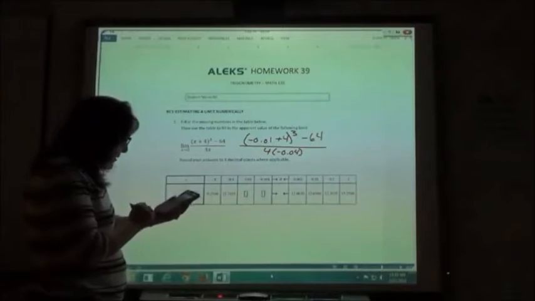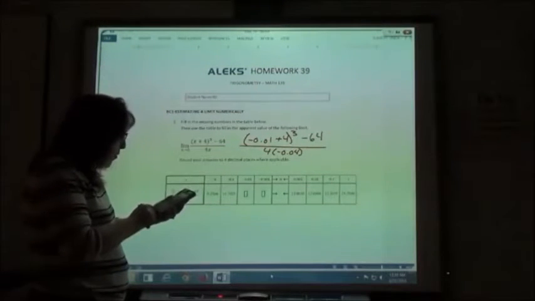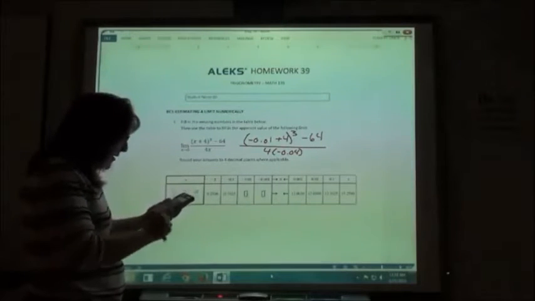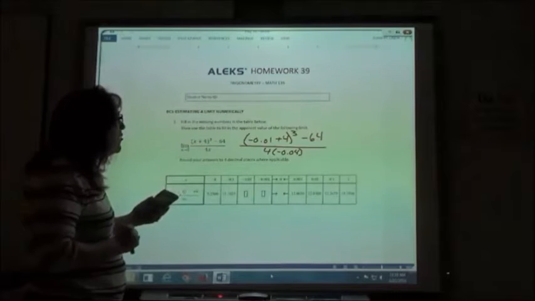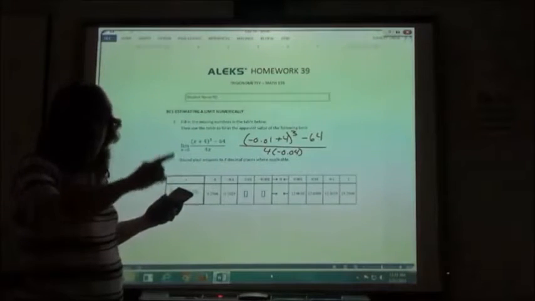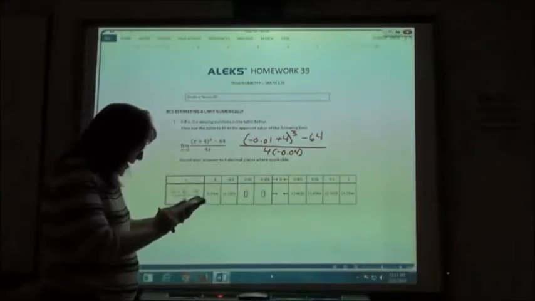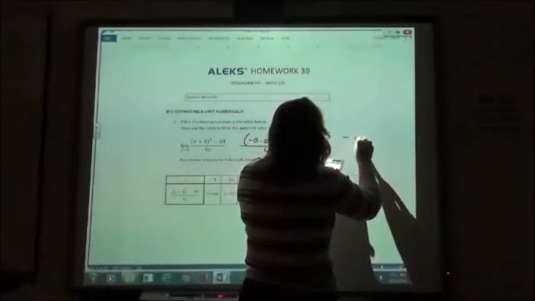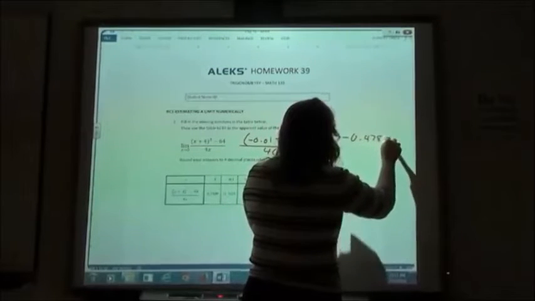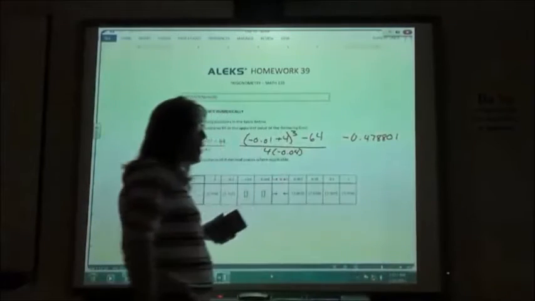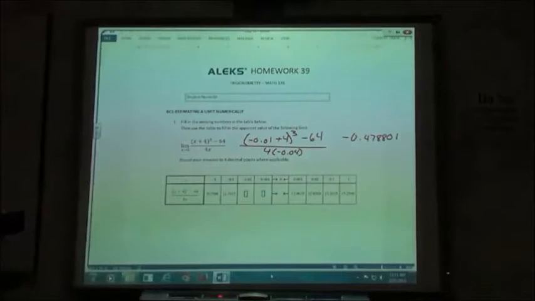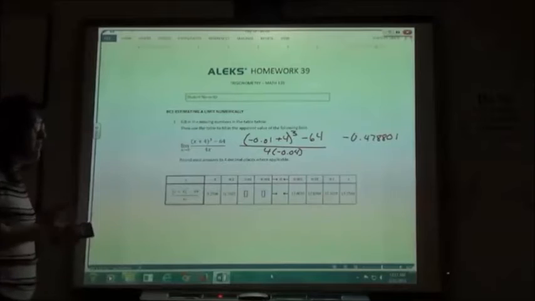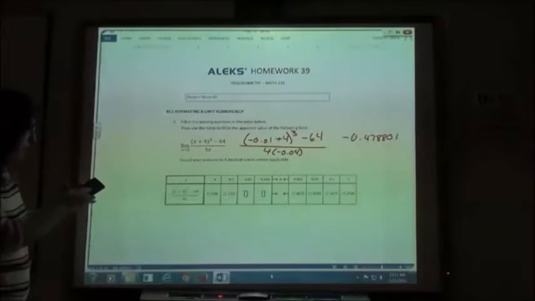So parentheses, -0.01 plus 4, close my parentheses. I'm going to cube that. So either the x cube button or caret 3 to the third power, and then minus 64 from the end. So I get -0.478801. Try not to round off your numbers as you're doing your work. Once you're done, you're going to round your answer to 4 decimal places, but before that, you want to try not to do any rounding.